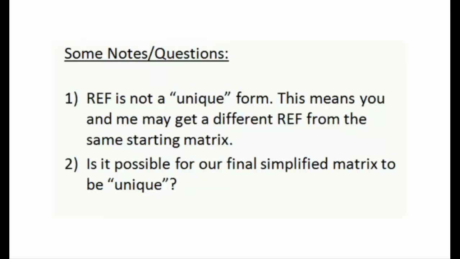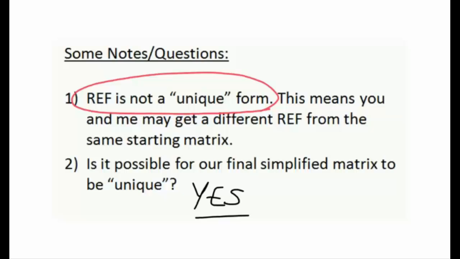So to close up this video, I just want to note a couple of things here. The first one is when we use the Gaussian elimination procedure, we're going to end up with what we call row echelon form. And the important thing to remember here is that row echelon form is not unique. This means that if you and the person sitting beside you do different operations to get to row echelon form, your REFs might look different. So a big question that comes out of this idea that REF is not unique is, is it possible for our simplified matrix to be unique? And the answer is yes. We're going to take a look at the unique form, which is our RREF, in the next video.